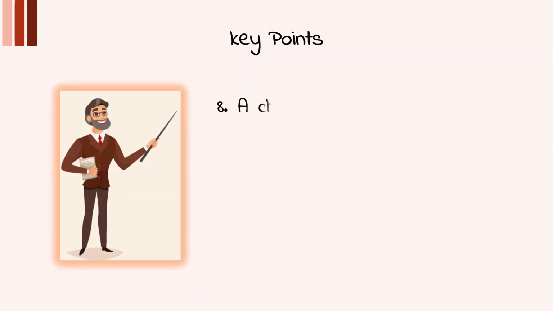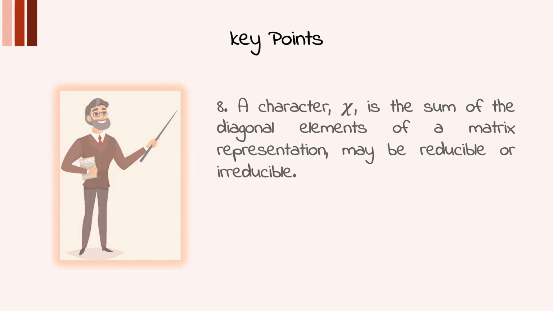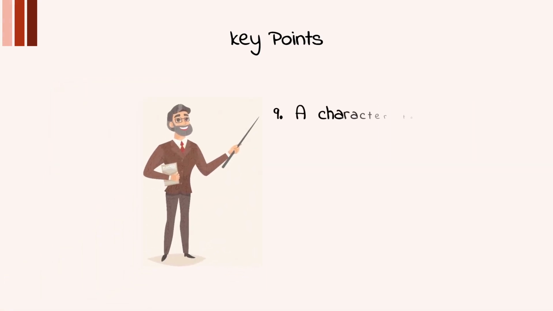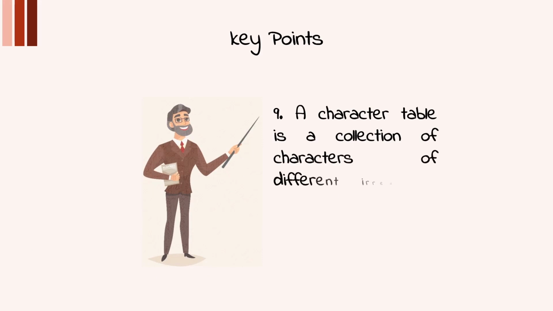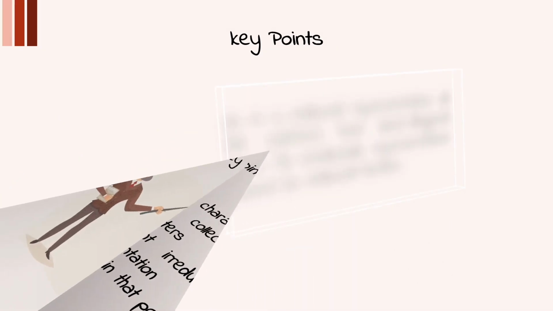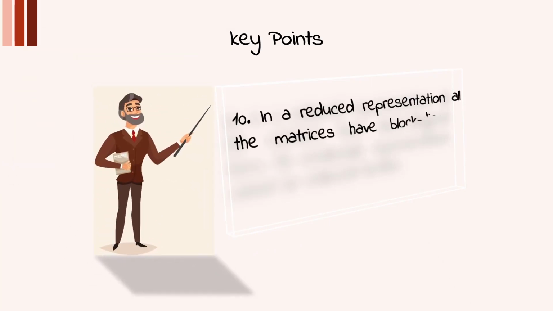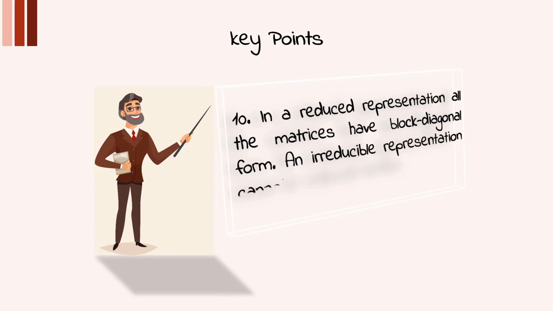A character in a character table, denoted by chi, is the sum of the diagonal elements of a matrix representation, which may be reducible or irreducible. And the next point: a character table is a collection of characters of different irreducible representations present in that point group. Also, in a reducible representation, all the matrices have block diagonal form. An irreducible representation cannot be reduced further.